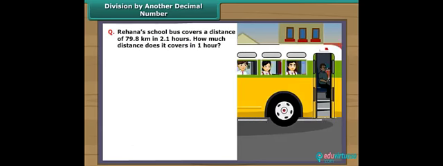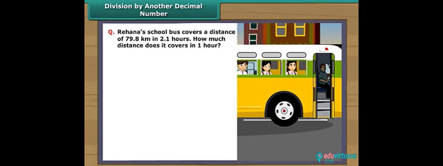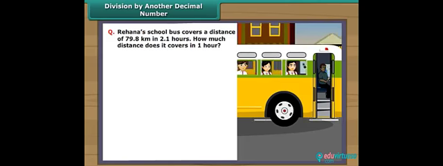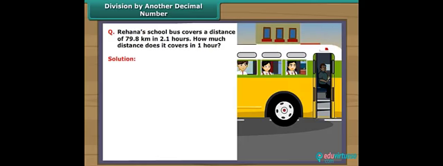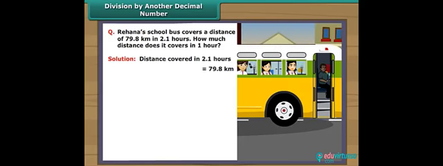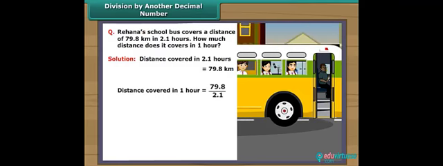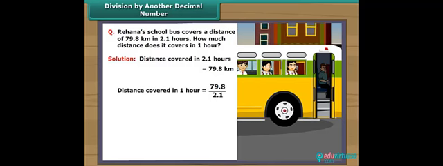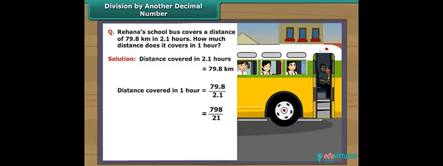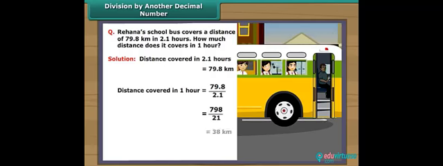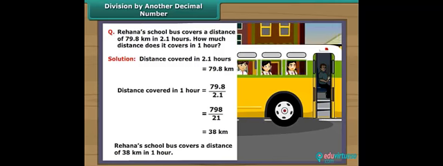Let us practice a question based on this. Rehana's school bus covers a distance of 79.8 kilometers in 2.1 hours. How much distance does it cover in 1 hour? We know that the distance covered by the bus in 2.1 hours is 79.8 kilometers. So the distance covered by the bus in 1 hour will be equal to 79.8 divided by 2.1. It can be written as 798 divided by 21, which gives 38 kilometers. Hence, Rehana's school bus covers a distance of 38 kilometers in 1 hour.